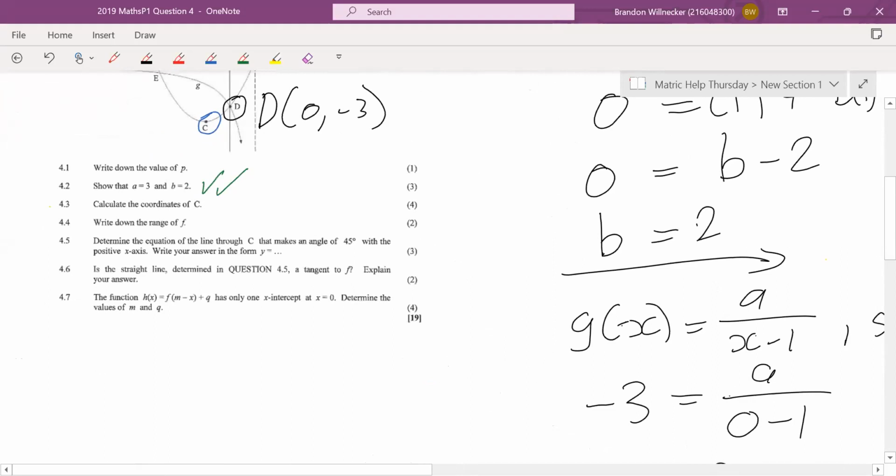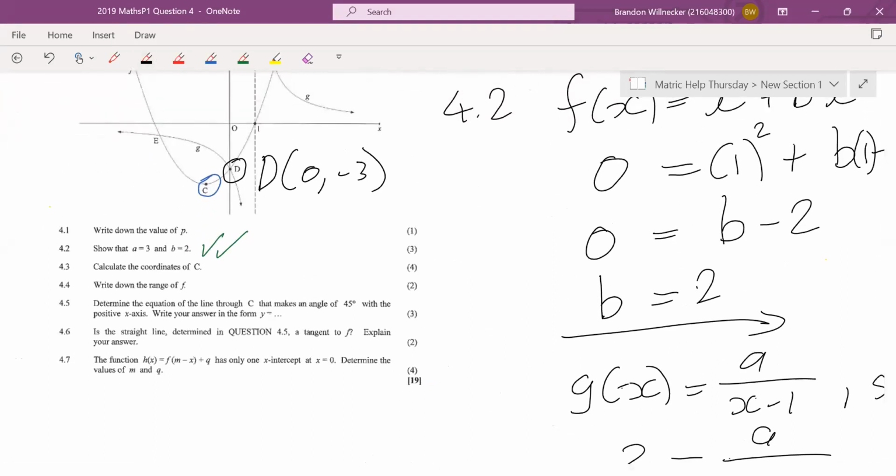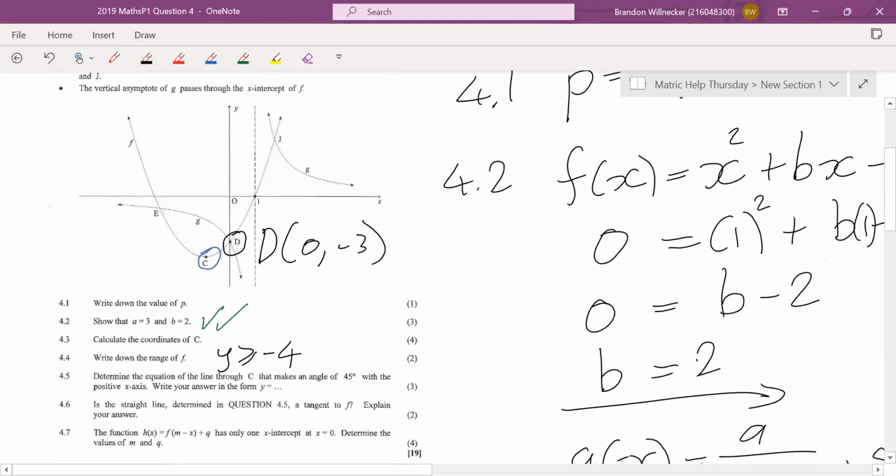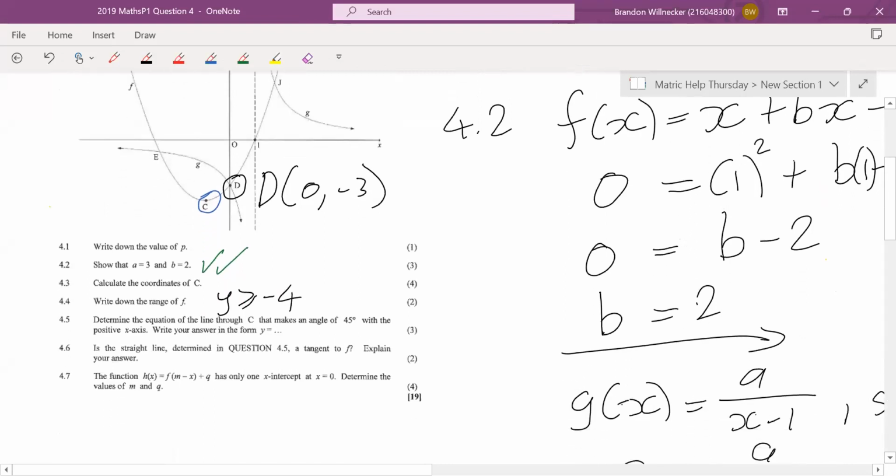Okay, next, write down the range of f. Okay, that's pretty easy. We see that f is our parabola. We've already noted that it has a minimum, which means the range is going to be all of the y values bigger than this minimum. So it will be y is greater than or equal to -4. Remember, it is greater than or equal to, because we can include that bottom point. Sometimes we don't include the bottom point, but in this case we do.